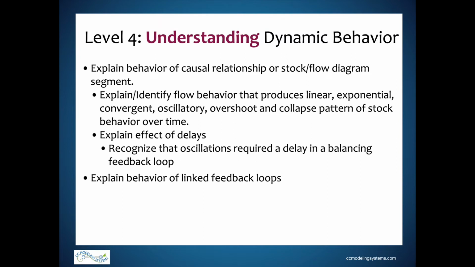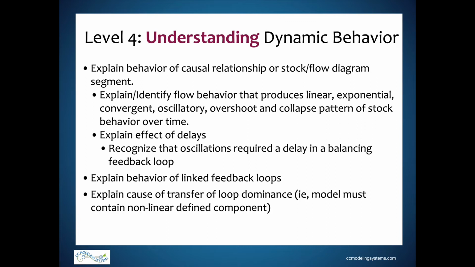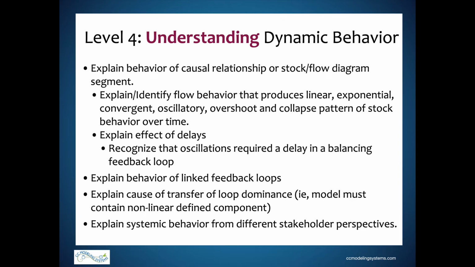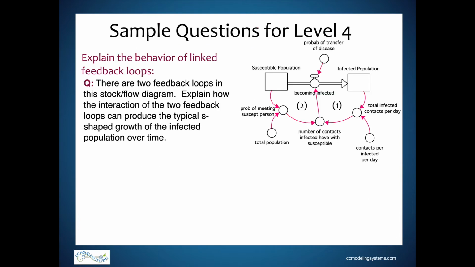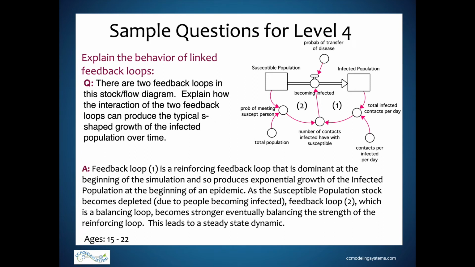Explaining the behavior of linked feedback loops. Explaining the cause of transfer of loop dominance. And finally, explaining systemic behavior from different stakeholder perspectives. Another question: given a stock flow model diagram with descriptive element labels, explain the behavior and interaction of the 2 linked feedback loops that are identified, and this is a potential answer for that question.